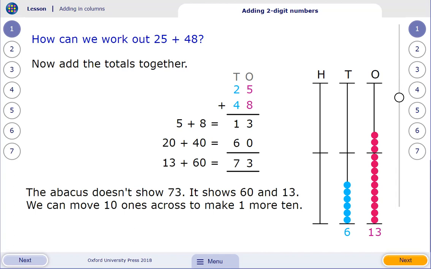At the moment, we've got 13 ones in our ones column, and we know that we can exchange 10 of those ones for 1 ten. So now I've got 7 tens and 3 ones.